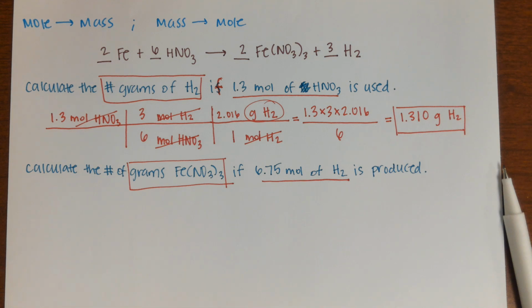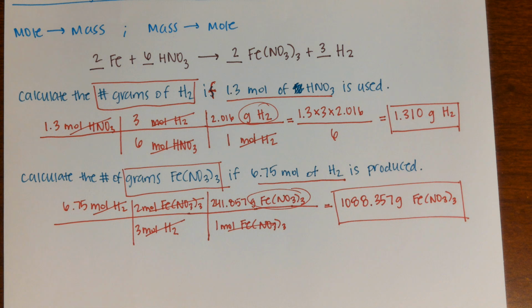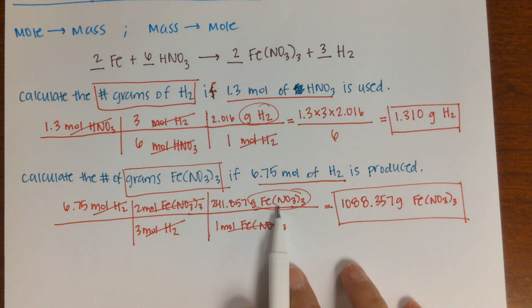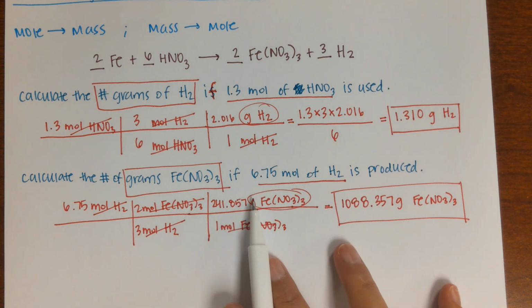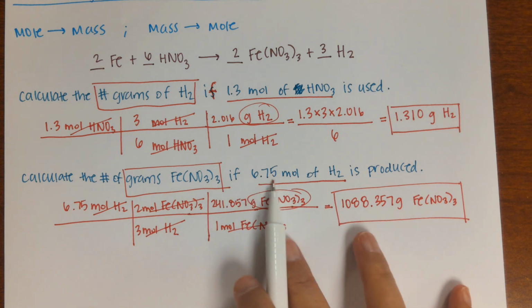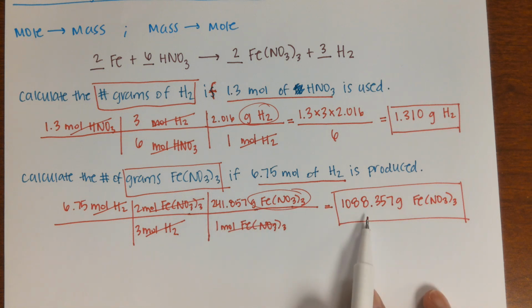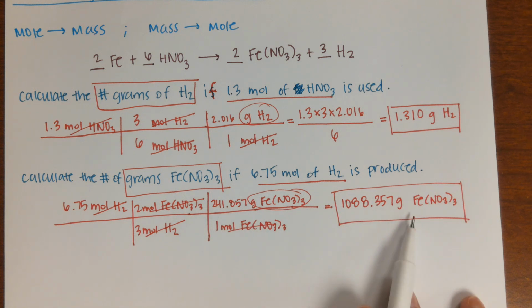Alright, so pause the video, try it by yourself, and then unpause to check your work. Alright, so you should be getting a big number here, which makes sense because the molar mass of iron 3 nitrate is a large number, and usually moles is a small number, but I gave you a pretty sizable amount of moles, so you should be able to get 1,088.357 grams of iron 3 nitrate.